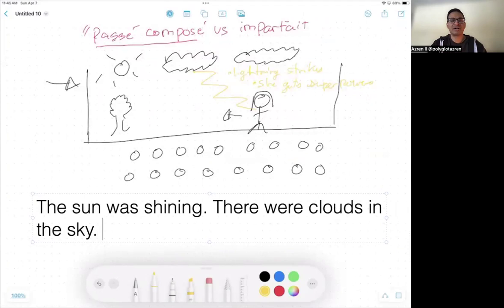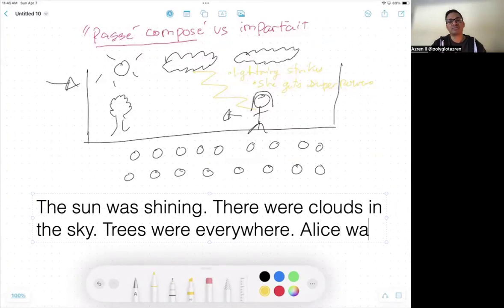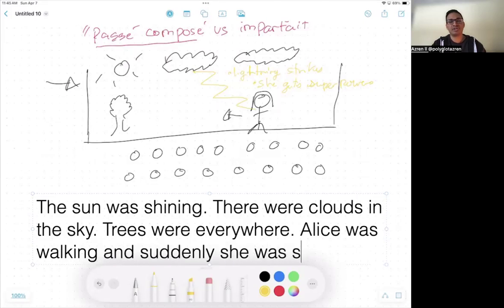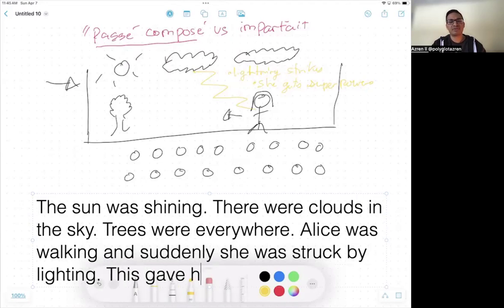The sun was shining. There were clouds in the sky. Trees were everywhere. Alice was walking, and suddenly she was struck by lightning. This gave her superpowers.